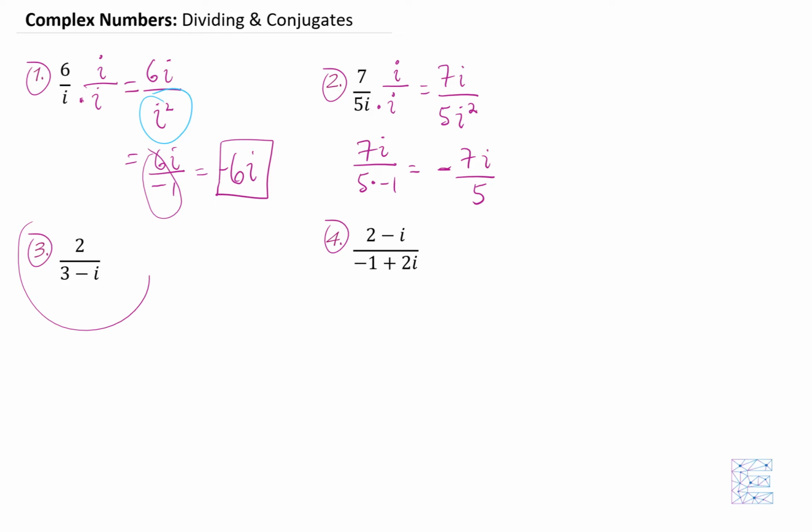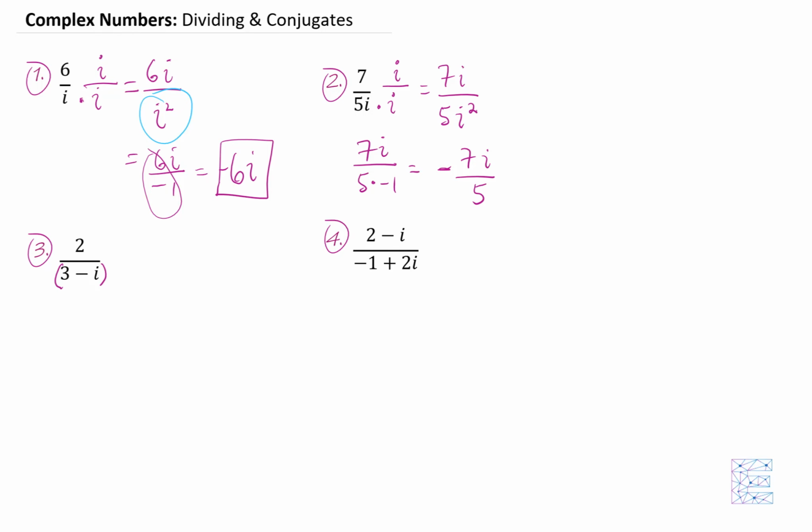And now for the third question, we've got 2 over 3 minus I, and we now see this is slightly different from the first two that we completed. The first two, we had a monomial, just one thing as a denominator. For the third problem here, we have a binomial. There are two things. In fact, we need to enclose that binomial in parentheses because it's a term.